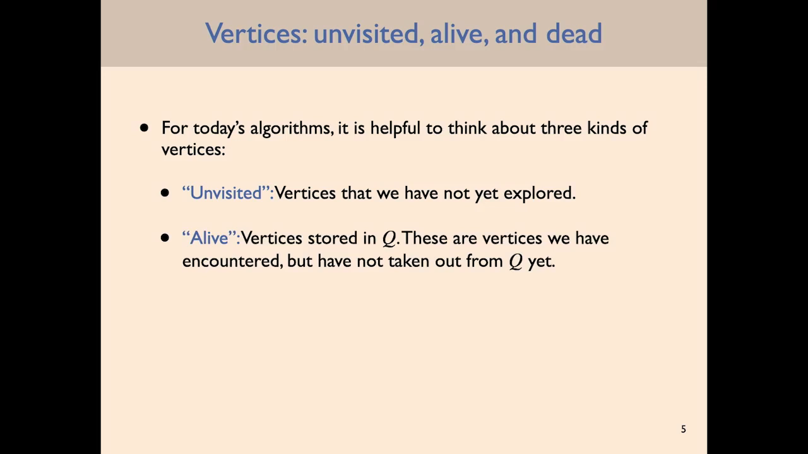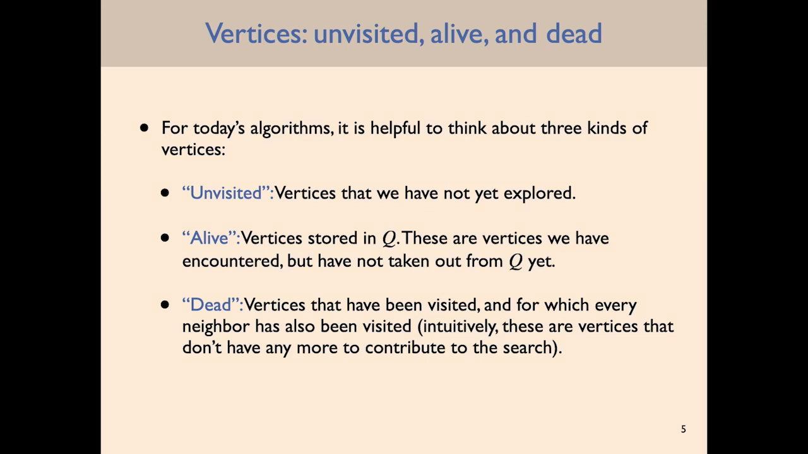The second kind of vertices are what are known as alive vertices. These are vertices that are in the queue. So these are things that we haven't yet taken out of the queue, so we haven't explored their neighbors. And finally, the third category of vertices are what we're going to call dead vertices. Intuitively, these are vertices that don't have anything further to contribute to the search. More precisely, these are vertices whose neighbors we have explored. So essentially, these are vertices that we've taken out of the queue and then explored their neighbors. This is just some terminology that's going to help us as we describe these optimal planning algorithms.